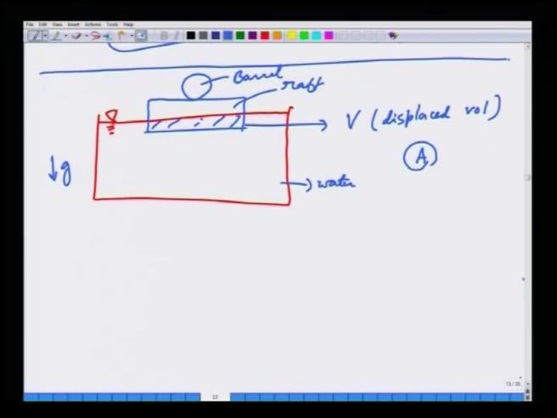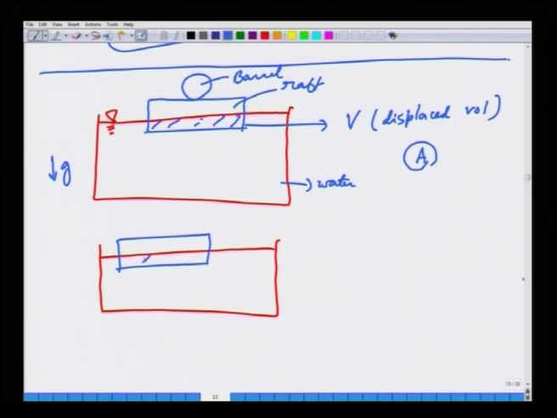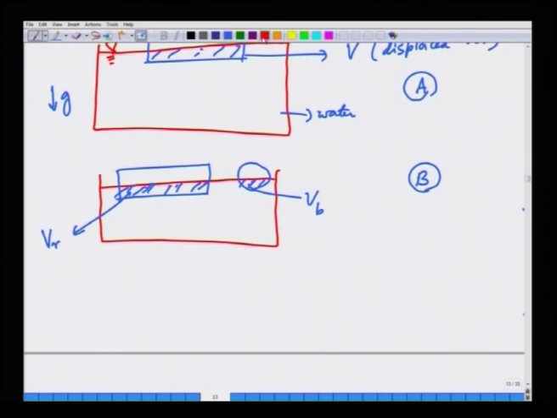Let us consider two other situations. The second situation is where you have the same barrel and raft, but the barrel and the raft are floating separately. They are partially submerged, both are floating. So, let us call the displaced volume V raft and this is V barrel. Okay. So, they are floating separately, let us call this case B. Okay. And the third situation is like so.